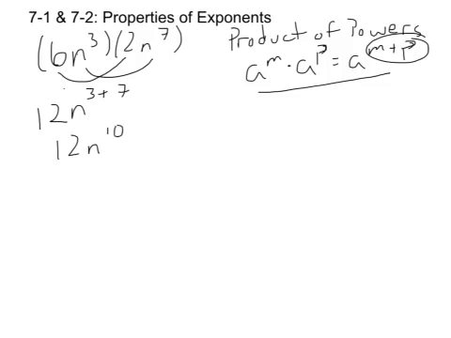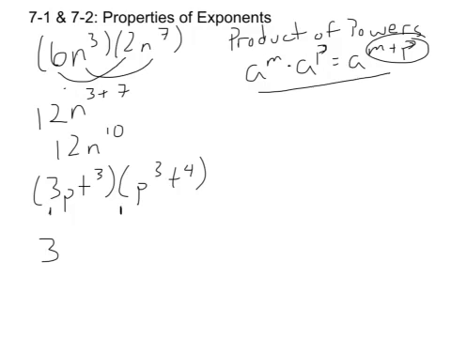Here's the next problem. This still uses product of powers. I have 3pt cubed times p cubed t to the 4th power. Well, I have a 3 over here. I don't have any numbers over on this side, so I know I just put down my 3. So my p's, I've got p to the 1 times p to the 3. That's p to the 1 plus 3.